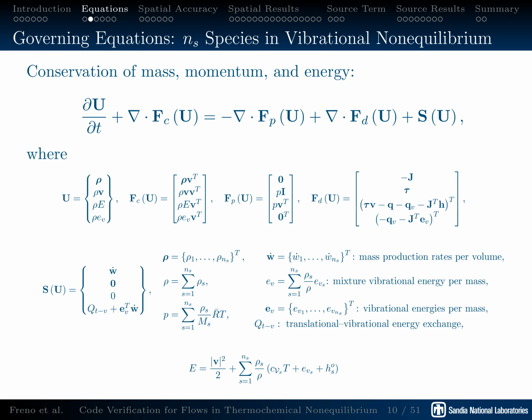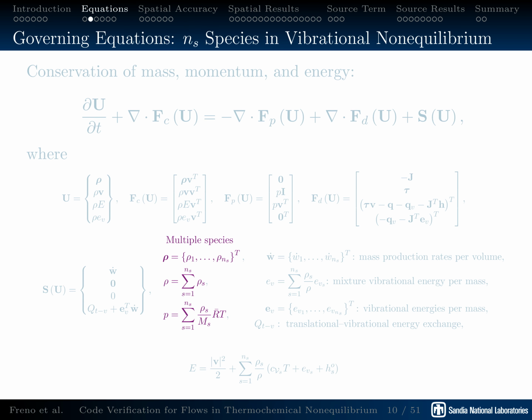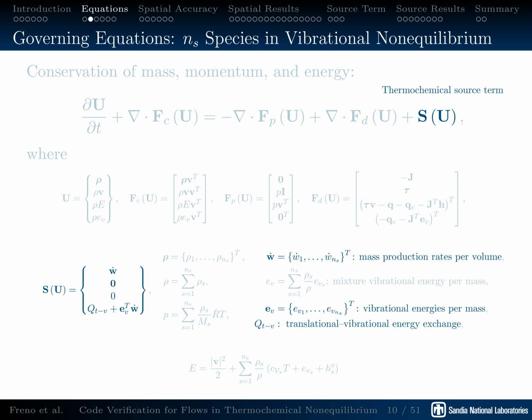Our governing equations account for the conservation of mass, momentum, and energy. To account for multiple species, we include a density vector of each species' density such that the mixture density is the sum of the densities. We have the local time derivative, the convective flux gradient, the pressure flux gradient, the diffusive flux gradient, and the thermochemical source term, which is a function of the mass production rates per volume, the vibrational energies per mass, and the translational vibrational energy exchange.